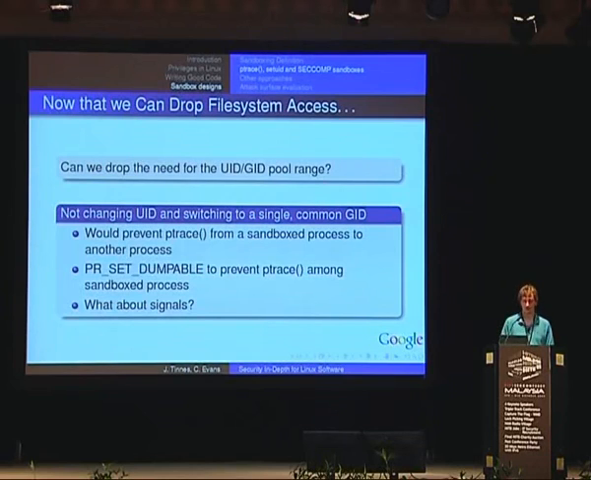And we could, because the first thing you could think about is you don't even change UID, but you switch to a single common GID, a single common group. And the good thing with that is, since the ptrace check in the Linux kernel is quite tight, it would prevent a sandbox process from ptracing a process outside of the sandbox. And to prevent ptrace among processes inside the sandbox, you can use the dumpable flag that we've mentioned before. But you still have the signal problem, because you still have the same UID as non-sandbox processes, and you can still send signals to them. So it's far from perfect.